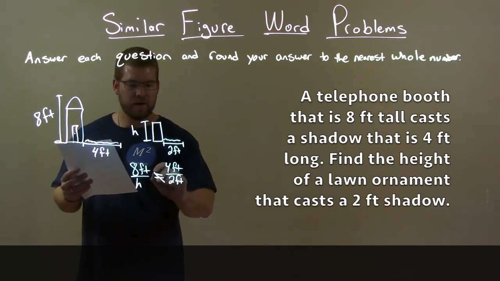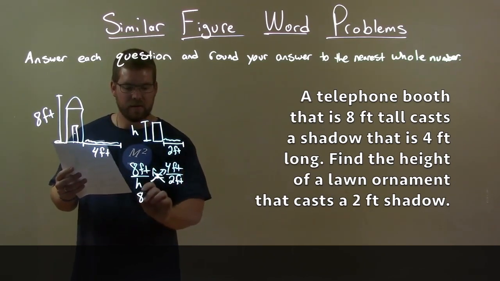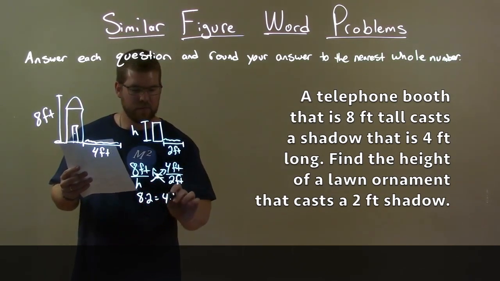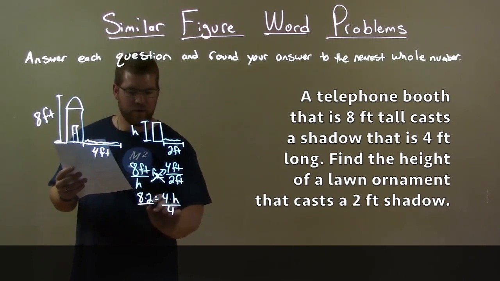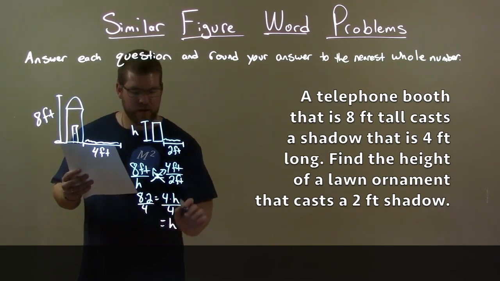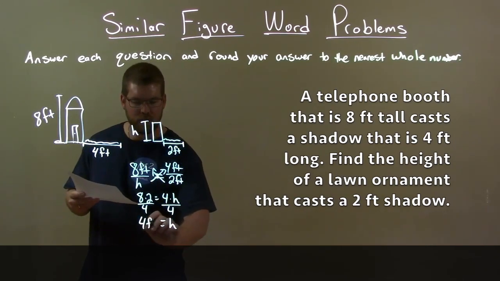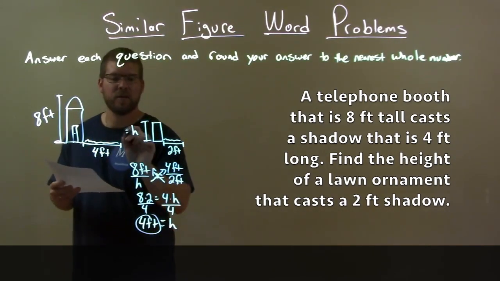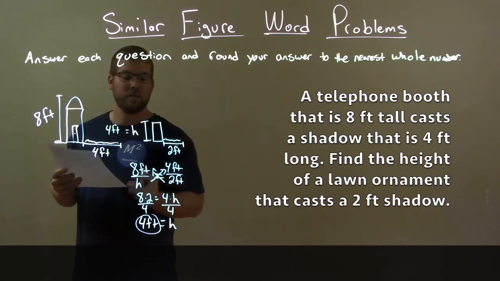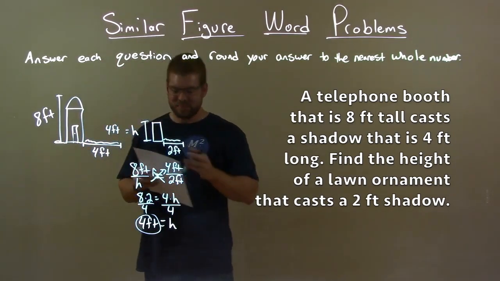We cross multiply here: 8 times 2 equals 4 times h. We divide both sides by 4. This gives us h by itself, and 8 times 2 divided by 4 is 4 feet. So my final answer is 4 feet for the height of the lawn ornament.